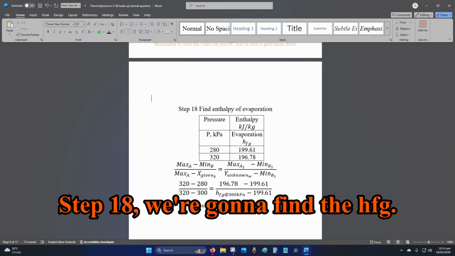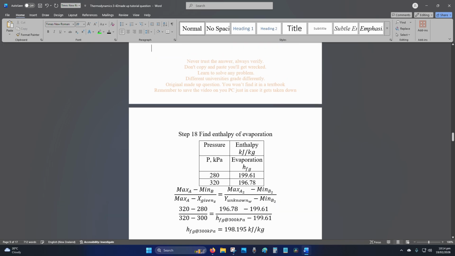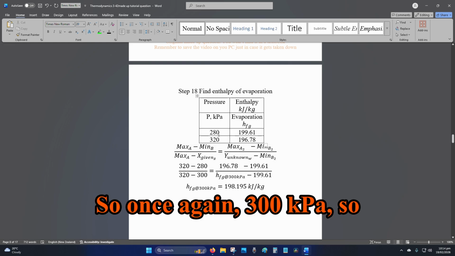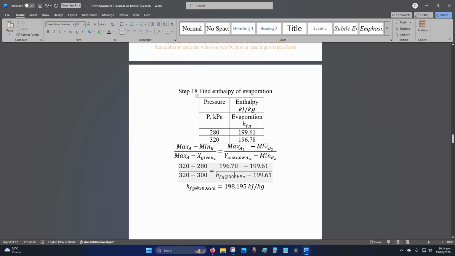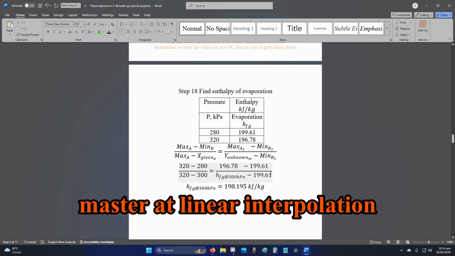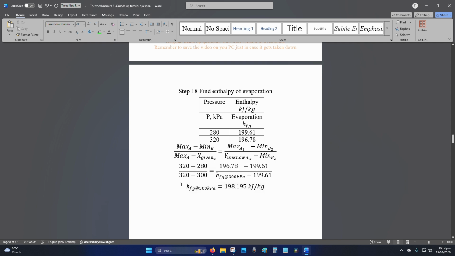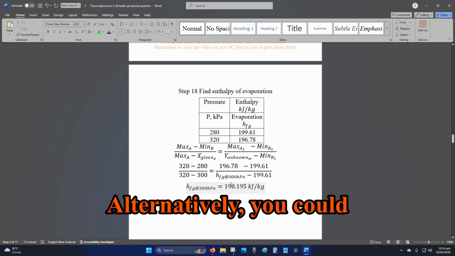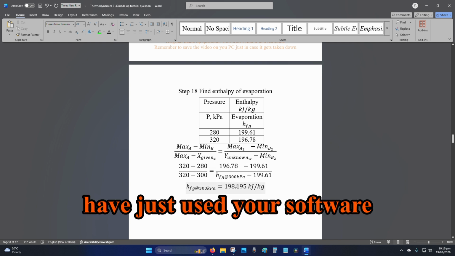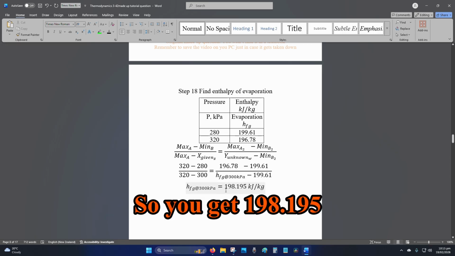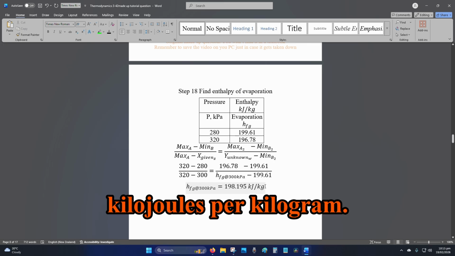Step 18, we're going to find the HFG. So once again, 300 kPa, so we need to linear interpolate. I'm sure you'll be a master at linear interpolation after this question. Alternatively, you could have just used your software to do it for you. So you get 198.195 kilojoules per kilogram.